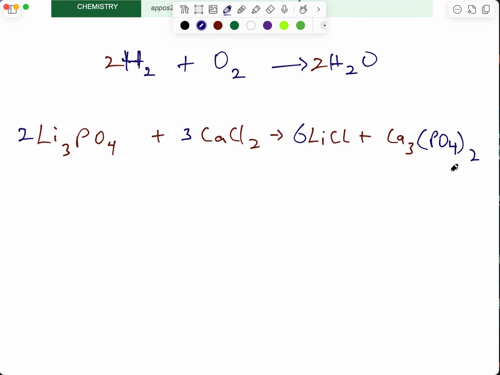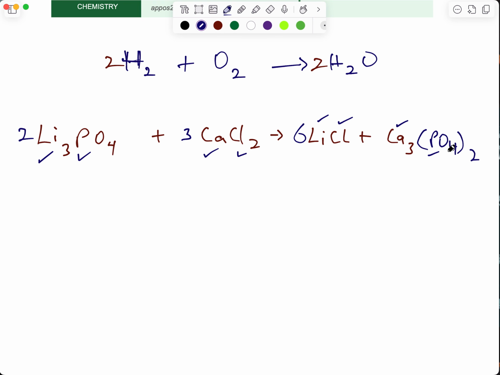So calcium is balanced. Now let's look at chlorine. Chlorine is 3 times 2 is 6 here. And then we also have 6 here. Like I said, the number in front always affects everything in that place. So it affects lithium, it affects chlorine. So it seems lithium is balanced, phosphorus is balanced, calcium is balanced, chlorine is balanced. The only thing we have left is oxygen. And I hope we are lucky enough that oxygen is balanced in that same process as well.